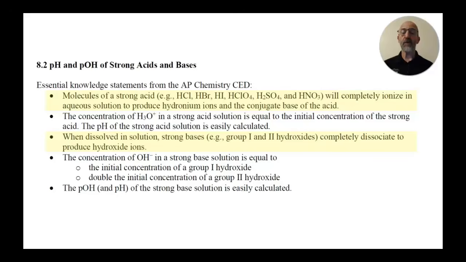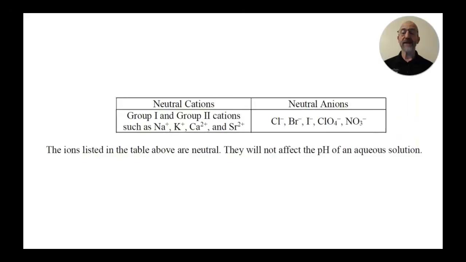HClO4, H2SO4, and HNO3. So what I have on this slide are examples of ions that do not affect the pH of an aqueous solution. Now, for my neutral cations, I include group 1 and group 2 cations, such as sodium, potassium, calcium, and strontium. And for my neutral anions, you can see the 5 ions listed in this table: chloride, bromide, iodide, perchlorate, and nitrate. Why are they neutral? Because they came from a strong acid.